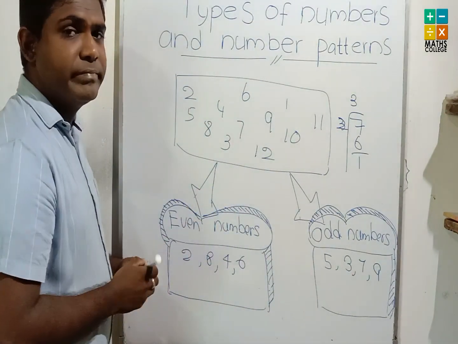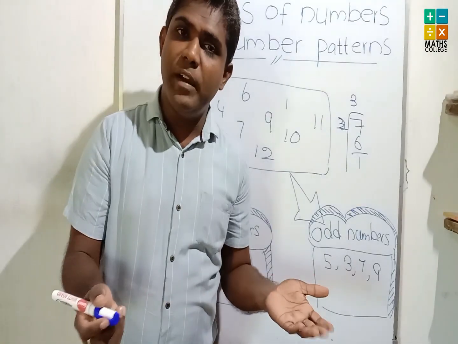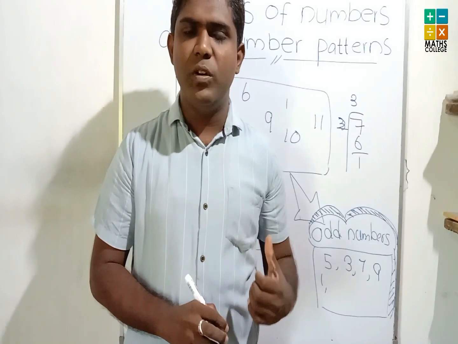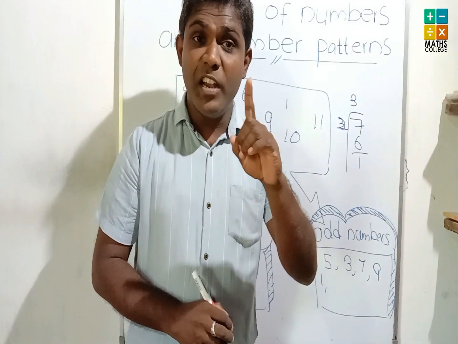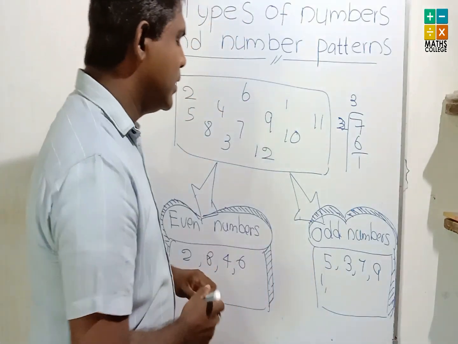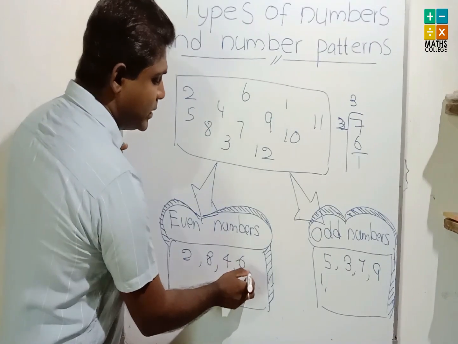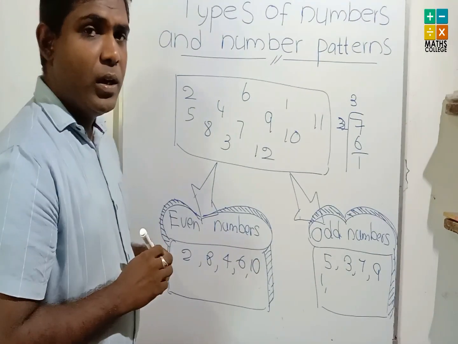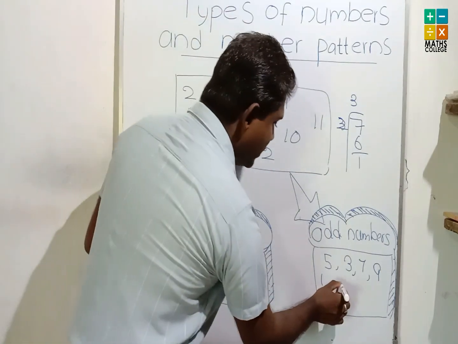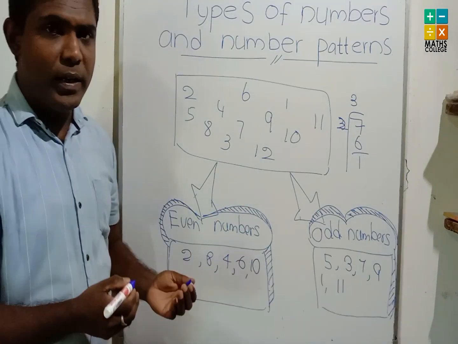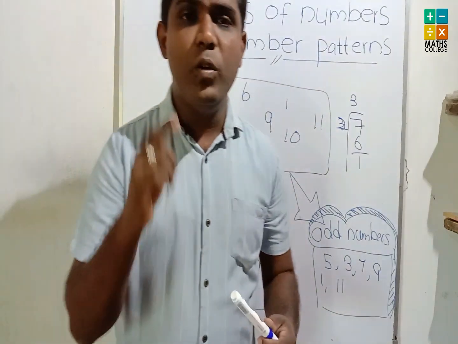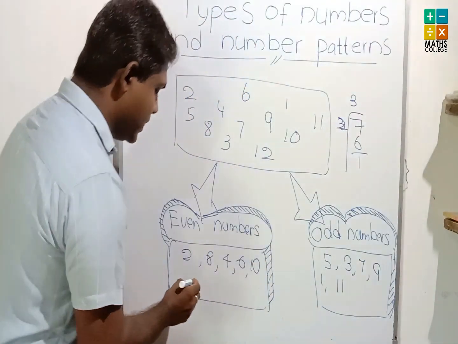Then 1, only 1. Can't divide by 2. Therefore, 1 is also an odd number. 1 is the first odd number. Then consider 10, it should be an even number, no? Divisible by 2. Then 11 is not divisible by 2. Therefore, 11 is an odd number. And finally 12. 12 is divisible by 2. That means, my dear students, 12 is also an even number. Okay?